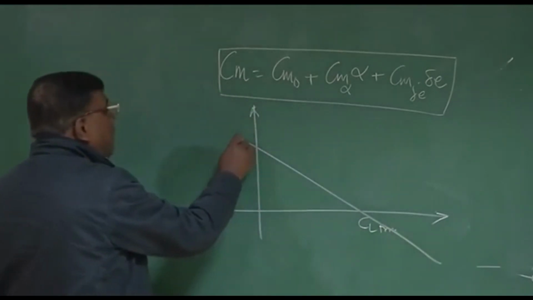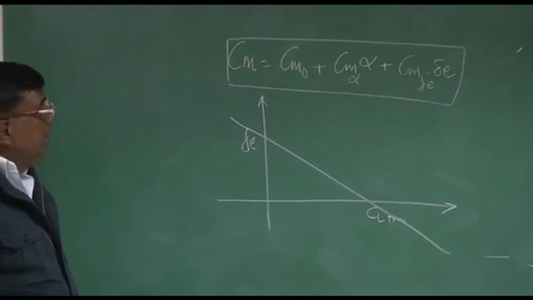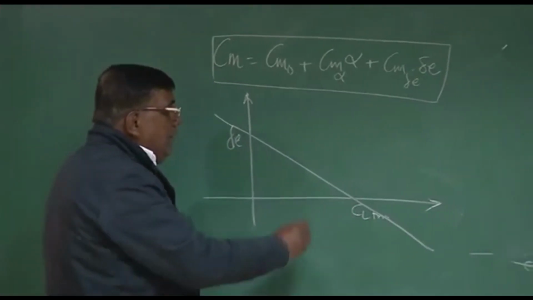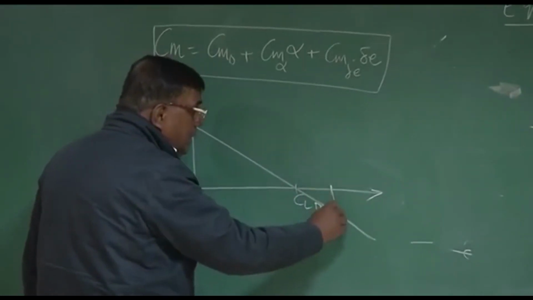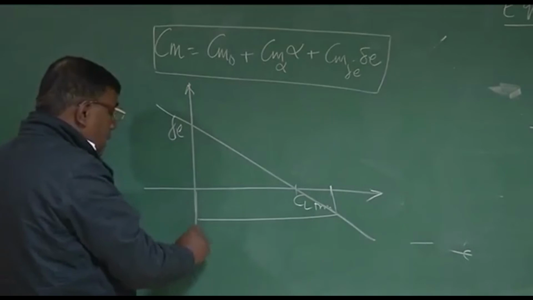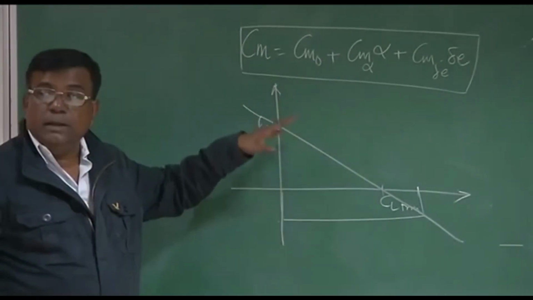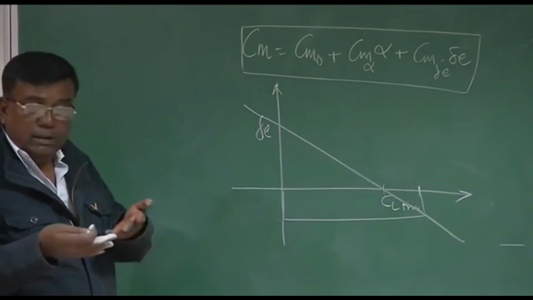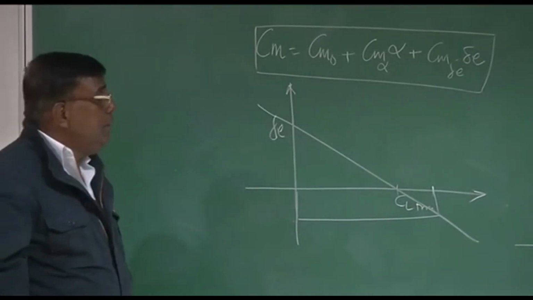If I try to plot delta E required for different CL trim, the variation is like this. Here again, you could see that if I am flying at this CL trim, if I want to fly at this CL trim, this variation will tell you how much delta E negative you have to put. So this directly gives a feed to the pilot. Before he goes for a flying, he will check what are the elevator deflections, and that's why he trains himself.